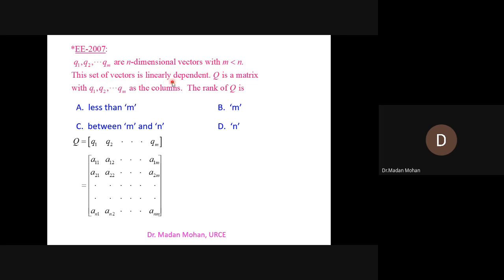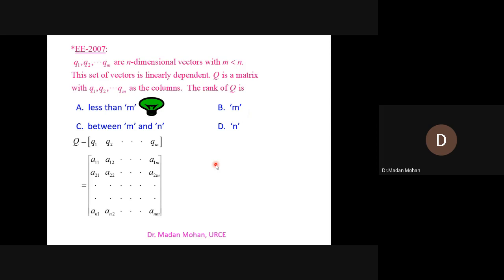Please tell me the answer. Because the set of vectors is linearly dependent, given, dependent ones delete. Maximum possible is m, but all these m are not independent. One is dependent, delete. Then what is the rank? Less than m. Because rank cannot be m. Because dependent is given, dependent deleted, it should be less than m. I think you follow. Okay. Next. Not between m and n.